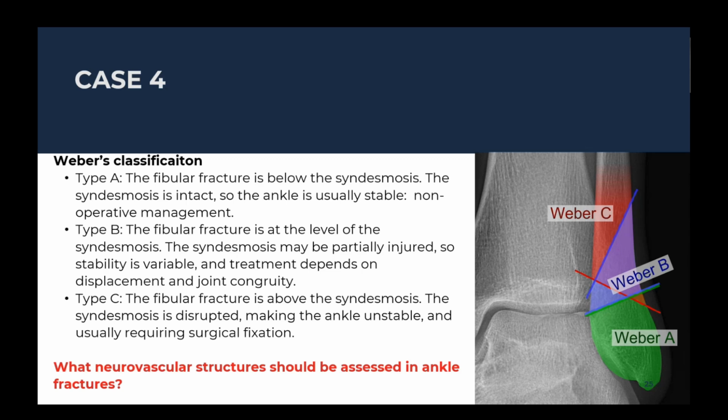Type A is where the fracture line is below the syndesmosis, and that's usually a very stable fracture because it hasn't disrupted any of the ligaments of the ankle joint. And you can usually manage that non-operatively. Type B is at the level of the syndesmosis, so it might be stable, might not be, it really depends. And type C is when the fibular fracture is above the syndesmosis. That means that the ligaments are disrupted, making the ankle very unstable, and it usually requires surgical fixation.